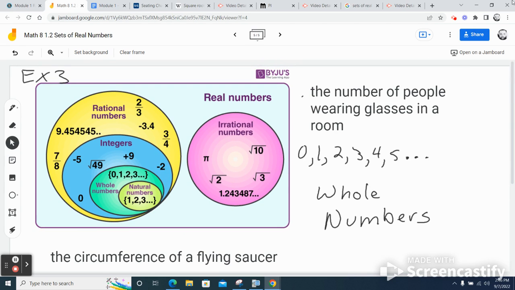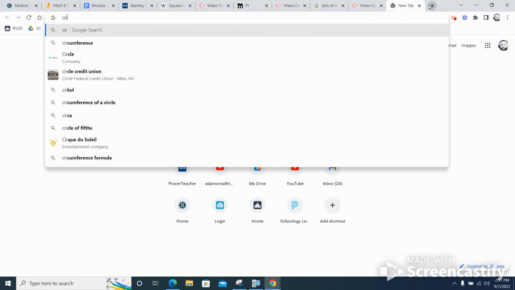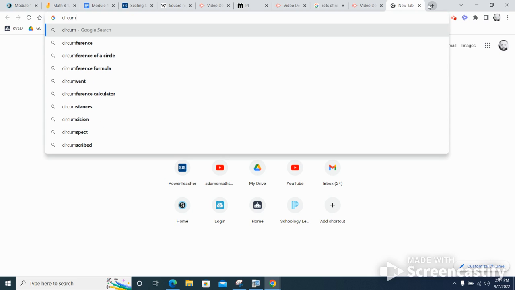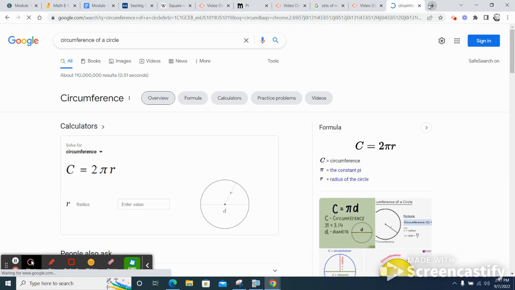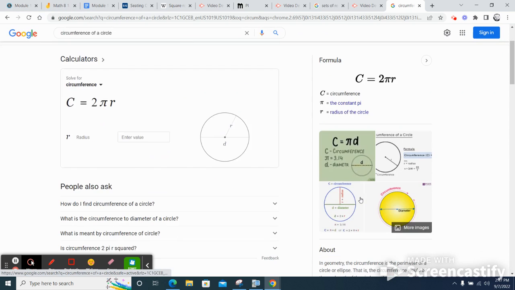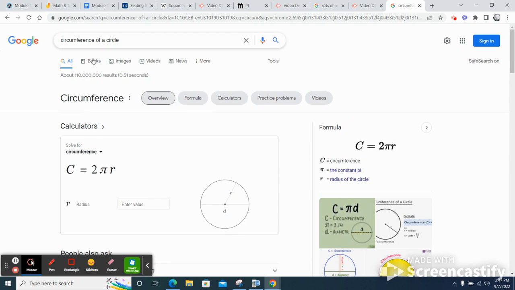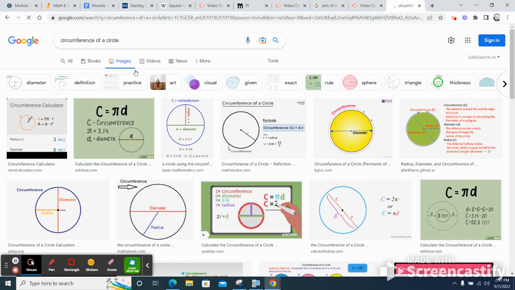Well, let's assume you don't remember. So what could I do if I don't remember the formula? Google it. So I'm going to say circumference of a circle, right? Uh-oh. The circumference is equal to 2 times pi times r. Yikes. No bueno. Let's write that down.